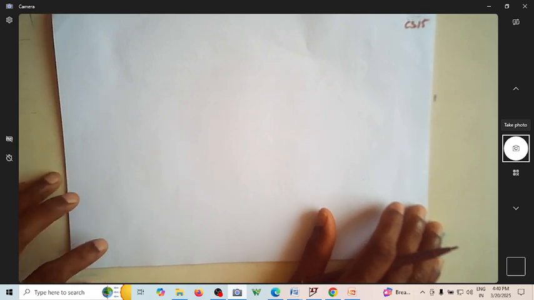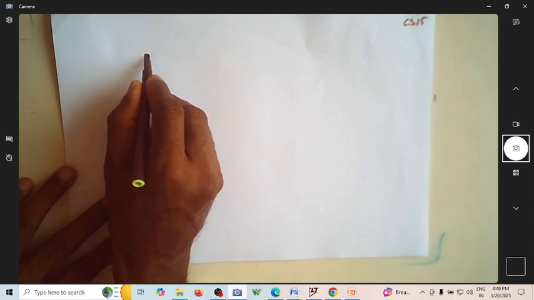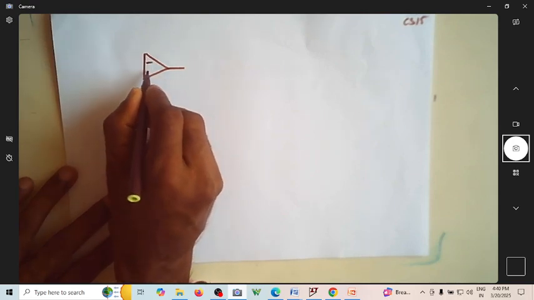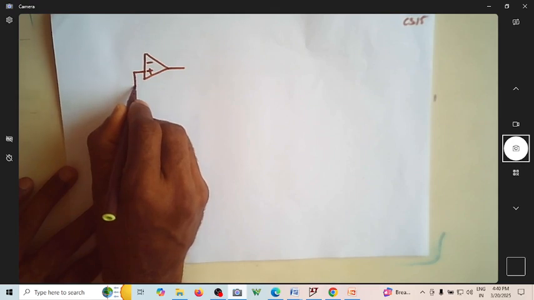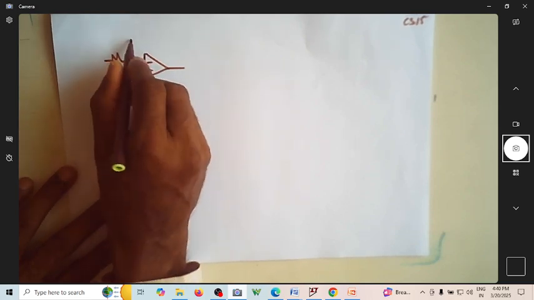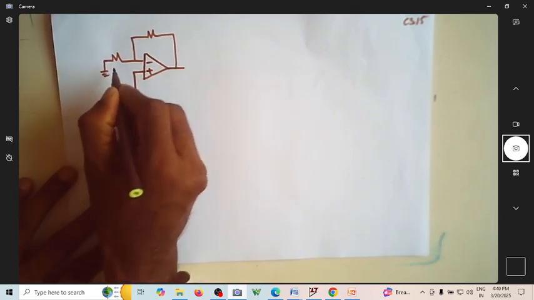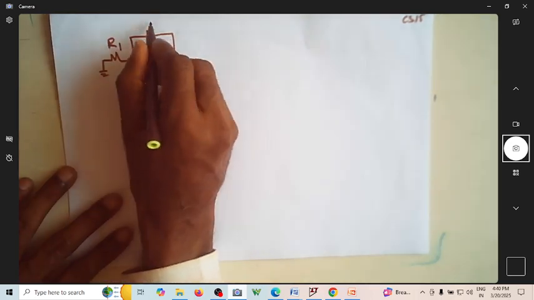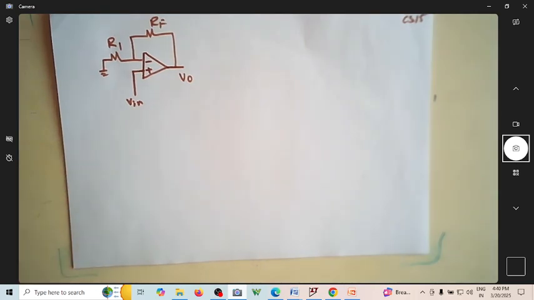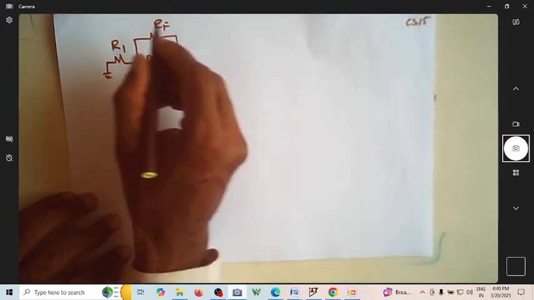Now, let me start with how we represent an Opamp amplifier using a control system. Let us consider this is minus, plus, and let me consider this as my input voltage. Let me ground this. So this is now R1, RF, V in, and this is V out. So this is a non-inverting amplifier, of course.